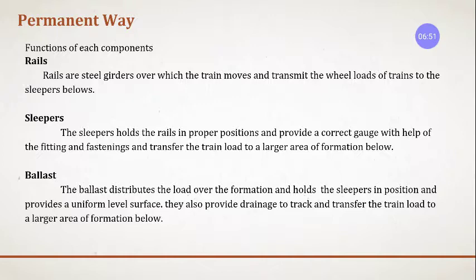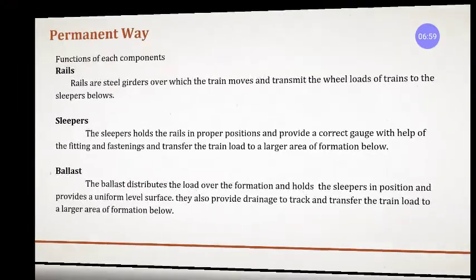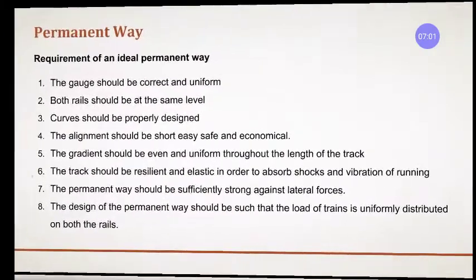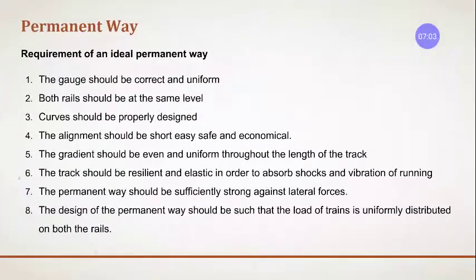Ballast, if coarse aggregates are being used, acts as a drainage layer, right? So this is the work done by the permanent way. The components of the permanent way: what rails do, what sleepers do, and what ballast does. So all these are the definitions and the works of the components of the permanent way.